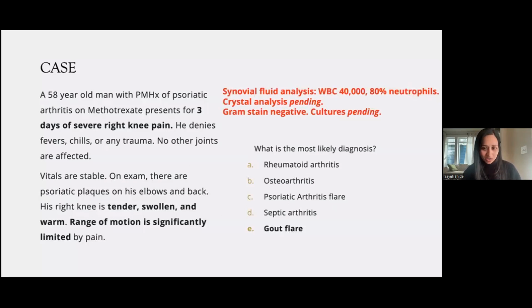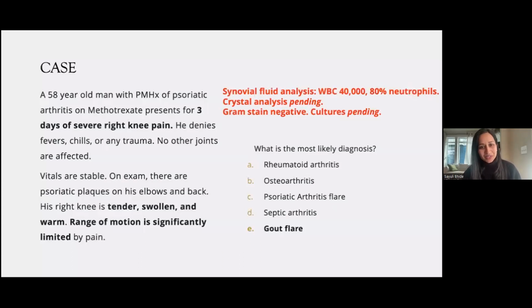So if you have a patient in your clinic who has a history of psoriasis and is coming in with this acute monoarthritis, really keep gout on your differential. The folks who said septic arthritis, great, I love it. That is always extremely important to rule out.